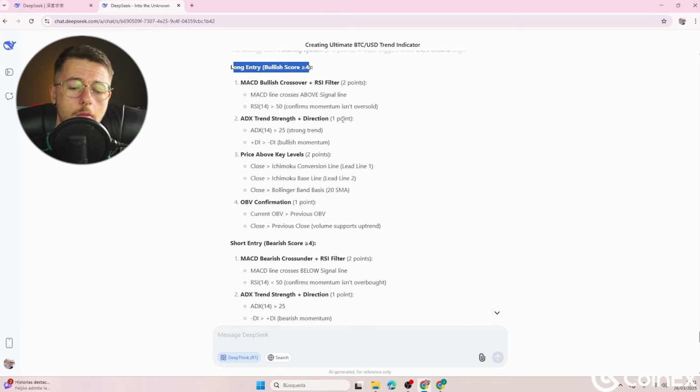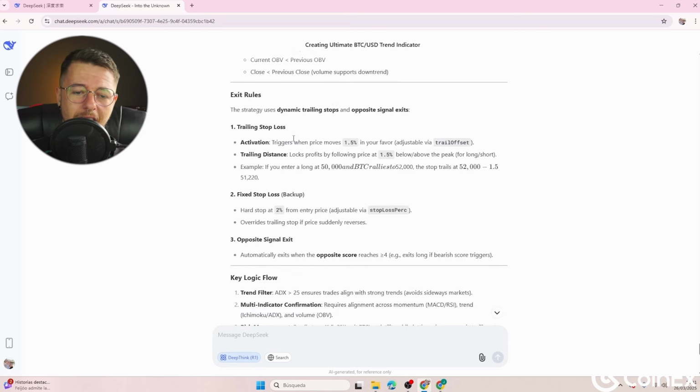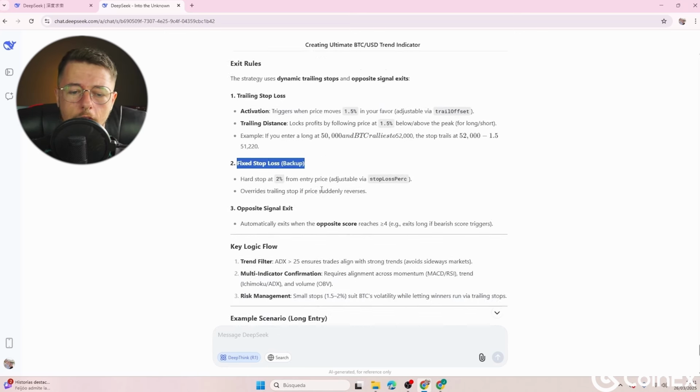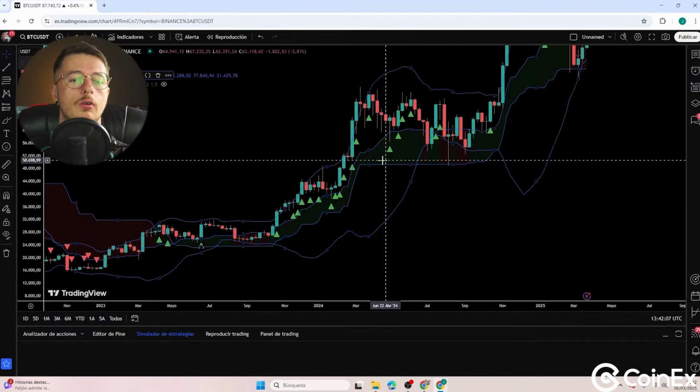So now we know how the strategy works. You can stop the video if you want to have a proper look at how everything works. These are the exit rules, and it's basically using a trailing stop and the fixed stop loss, plus the opposite signal exit. So when we get an opposite total of 4 points against us, then the strategy is going to exit the trade. So I think this is brilliant. So let's head straight back to our TradingView.